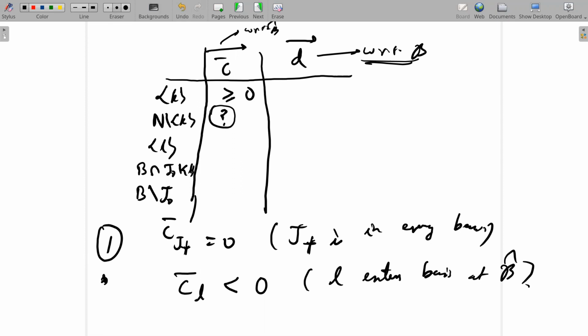Now, what about L? What is C bar L? Here we have seen C bar L is strictly less than 0, because L enters the basis at B hat. So the successor of B hat will contain L. So this is strictly less than 0. Now, what about B intersection J naught minus L?